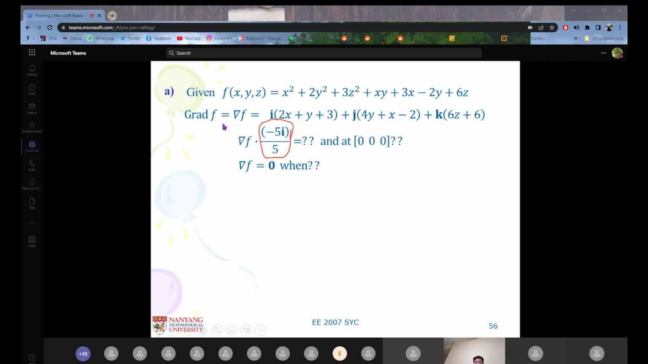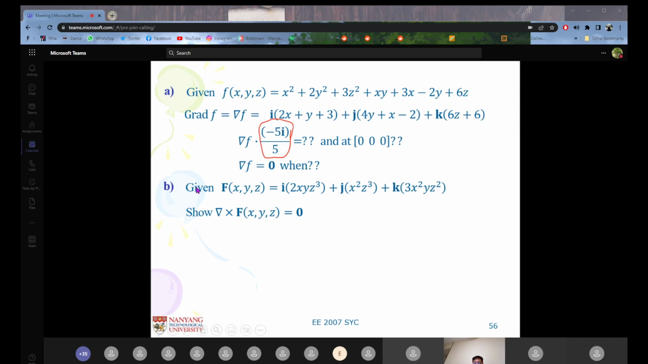Okay, this is the derivative, and I want the derivative to be 0. There is no change in the scalar field. I want to find all the points in the 3D space where there is no derivative. The scalar field is fixed, no change in that scalar field.